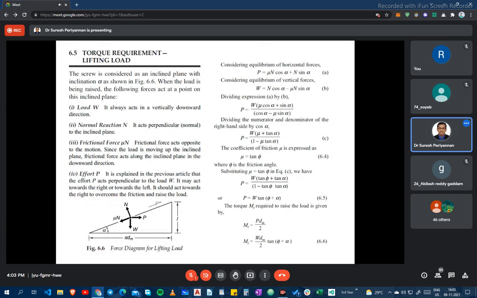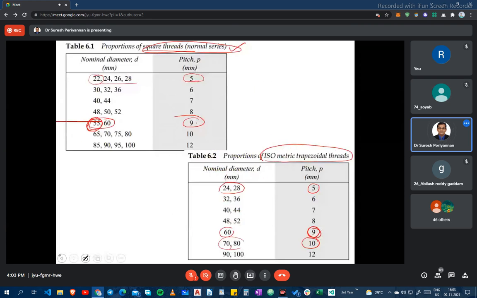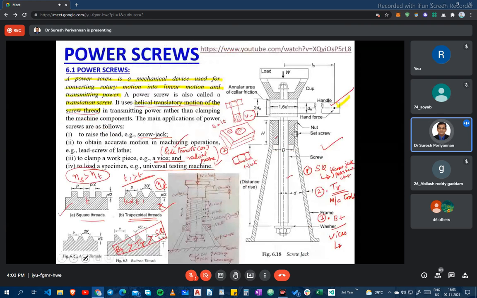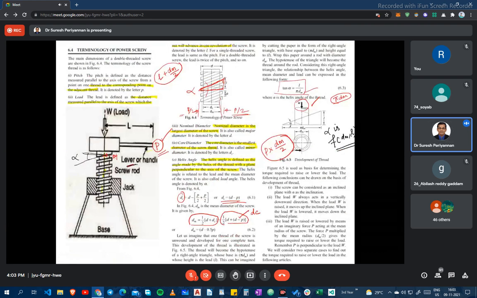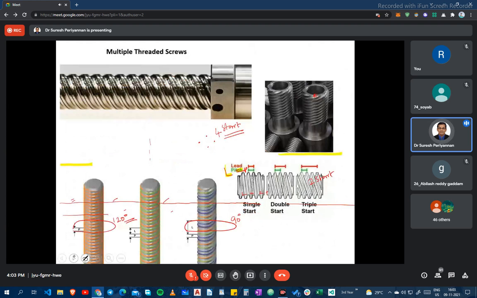Now, a screw is considered as an inclined plane. This is an inclined plane, and we consider it as a screw. Whatever we discussed, this inclined plane we are saying is the screw only. Let me show you one more time. See here, this inclined plane is the screw.